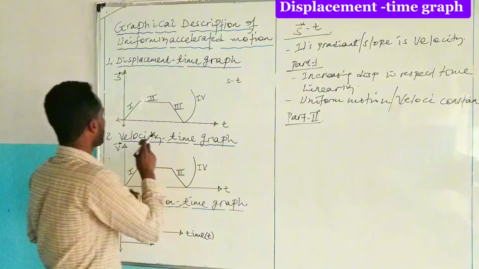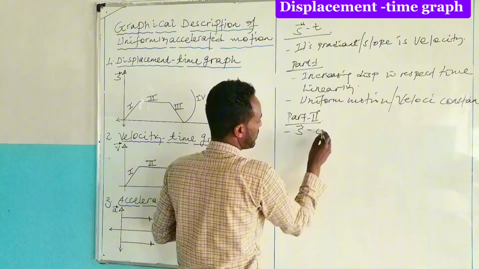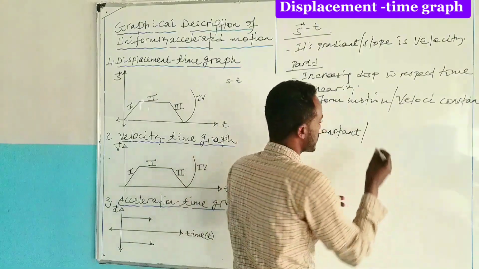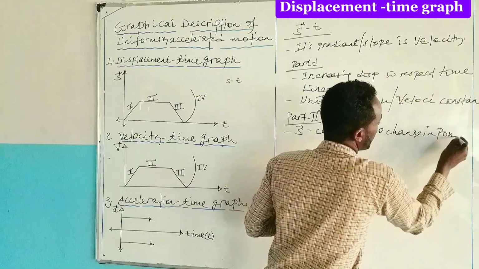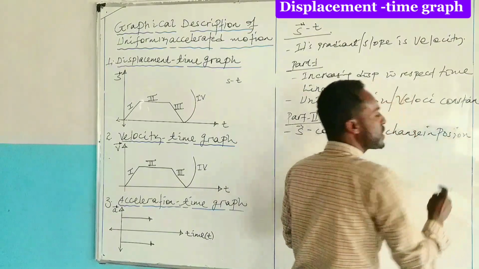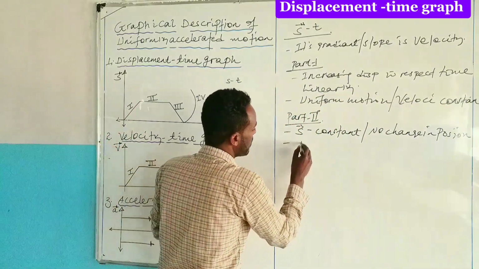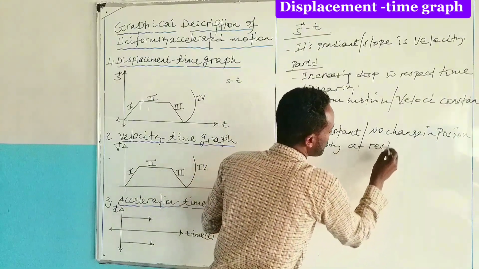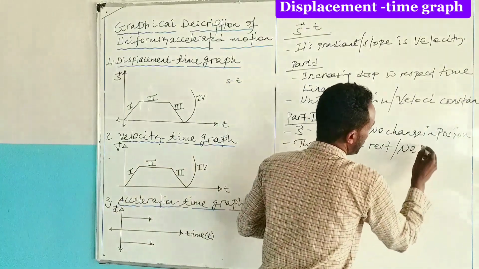When we come to part 2, the displacement of the object is constant, which means that there is no change in position. So what will happen if there is no change in position? The body is already at rest. No motion.